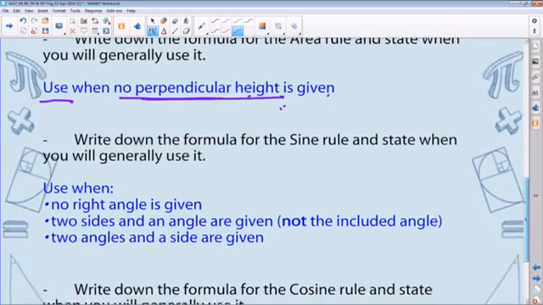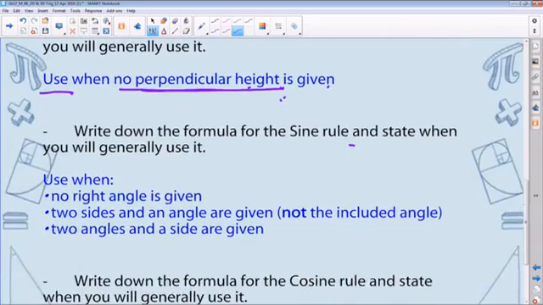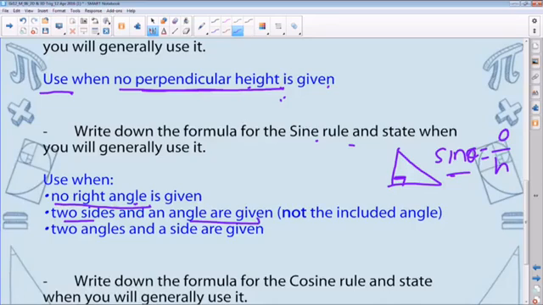Now the sine rule, when do you use the sine rule? Well, we'll use it when there's no right angle given. Remember, when you have a right angle triangle, you can use your trig ratios. You know, sine of your angle is equal to opposite over hypotenuse, and cos is adjacent over hypotenuse. You can use that if you're given a right angle. So when there's no right angle, you can use the sine rule. Also, you use the sine rule when two sides and an angle are given. But importantly, guys, it cannot be the included angle.